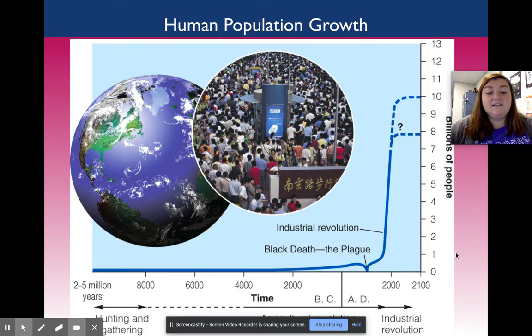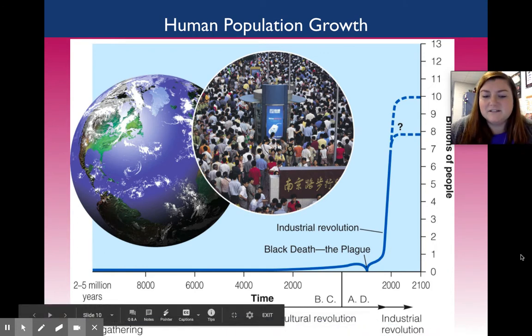So now looking at the globe as a whole, right? Oh, can I hide this? Nice. Good to know. Should have known that a long time ago.